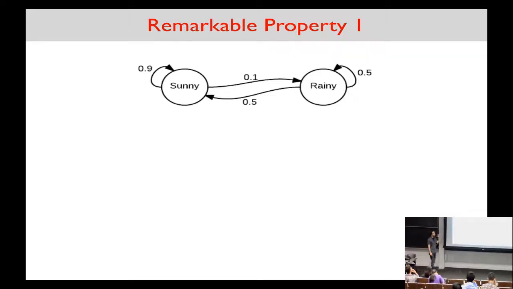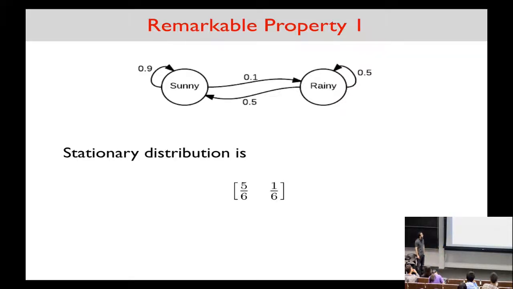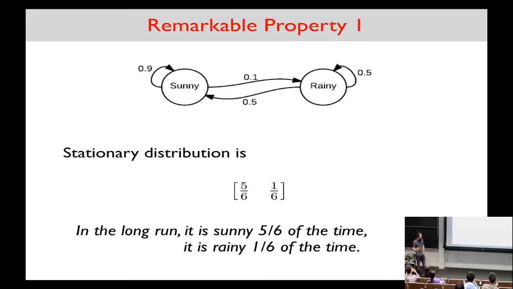For example, let's look at this Markov chain that we looked at before. Sunny and rainy. I can calculate the stationary distribution, and I did it, and it is 5/6 and 1/6. How you should interpret this is as follows. You should think of it as, in the long run, it's going to be sunny 5/6 of the time, and it's going to be rainy 1/6 of the time.